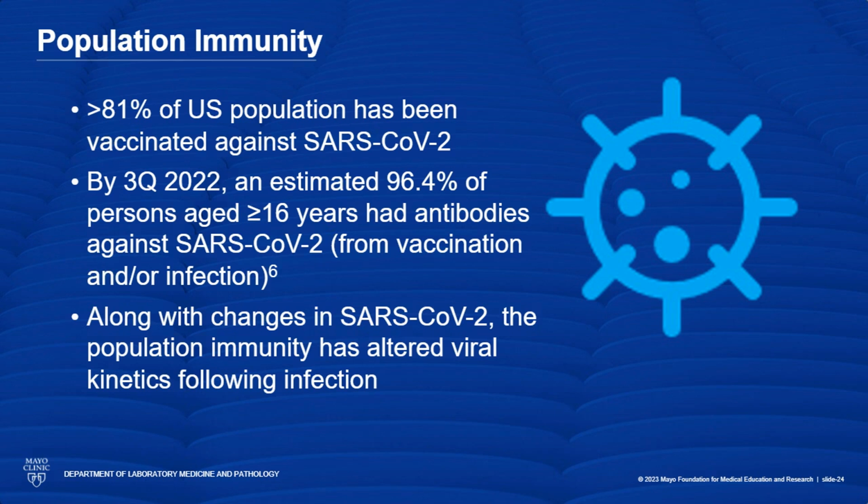So along with the changes that we've seen with SARS-CoV-2 as it's mutated over the last several years, and this change in population immunity, that has had an impact on viral kinetics following infection. In other words, when does the virus reach peak levels in an individual after they're infected? And that not only can influence transmission, but also diagnostic testing.